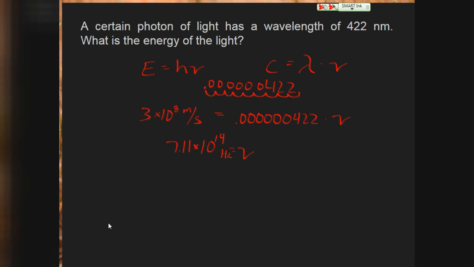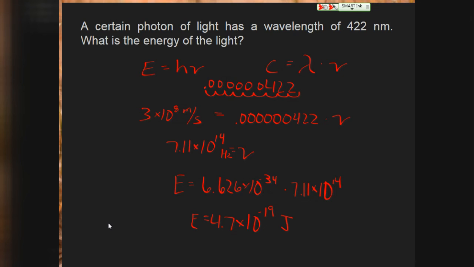Now that is not the answer to the question, that is just the frequency. Now I would plug it into my energy equation. So energy equals Planck's constant, 6.626 times 10 to the negative 34th joule seconds, times what I got from my last problem, 7.11 times 10 to the 14th hertz. And that gets me my energy. That comes out to be an energy of 4.7 times 10 to the negative 19th joules.